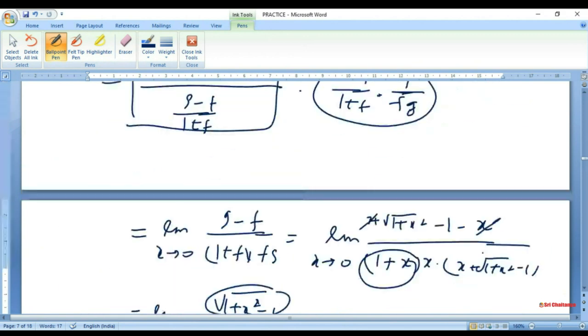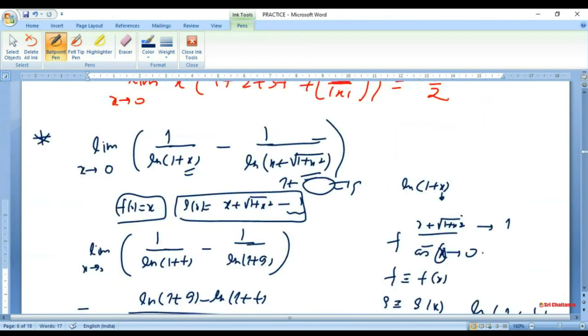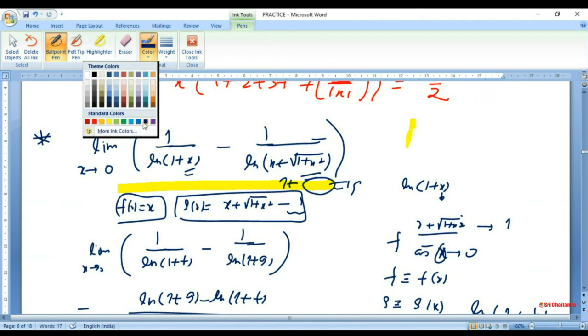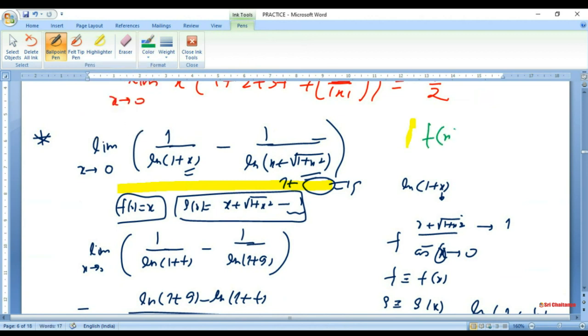So notice how we have written ln(1 plus) as the final thing. I comment that this is a long problem, but we cleverly, or very shrewdly, chose f(x) as x, and g(x) we chose as this. I wanted to write it as 1 plus something. So the natural choice was x plus root of this minus 1.